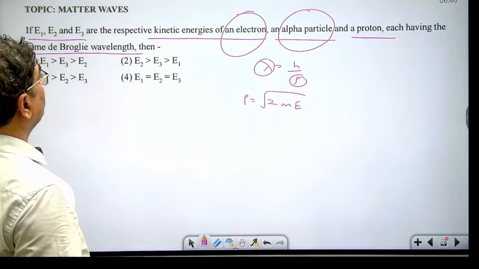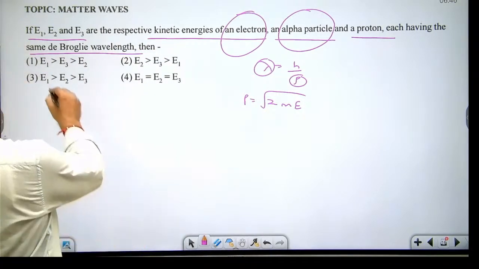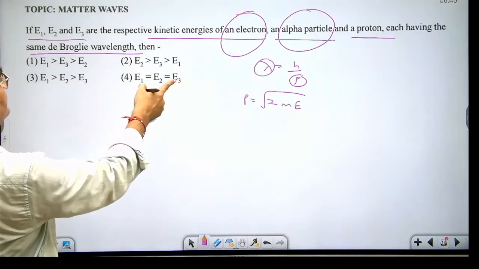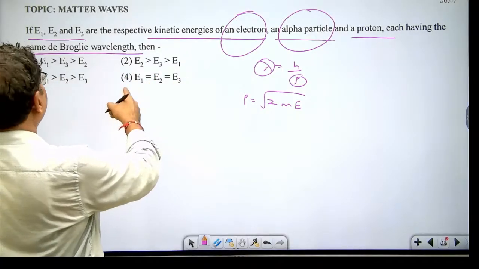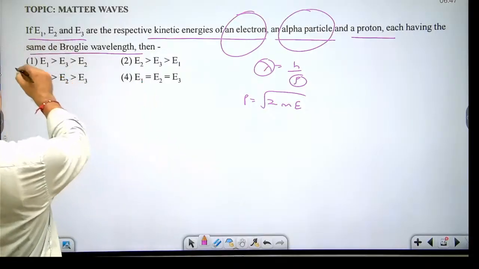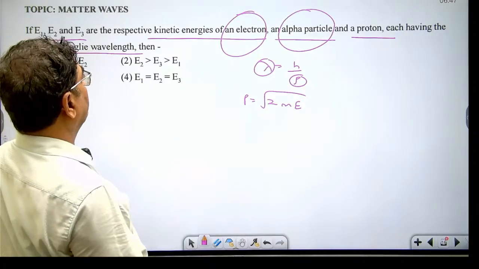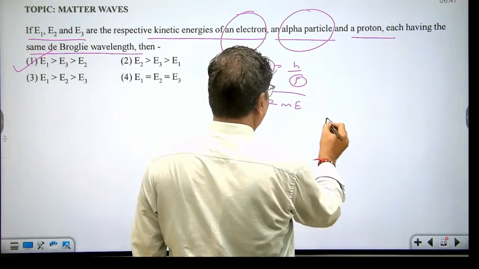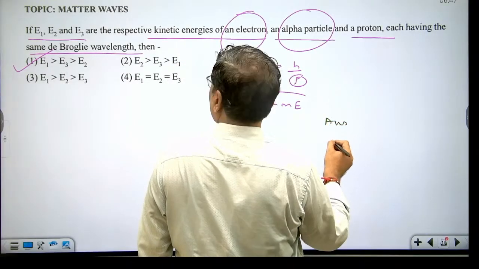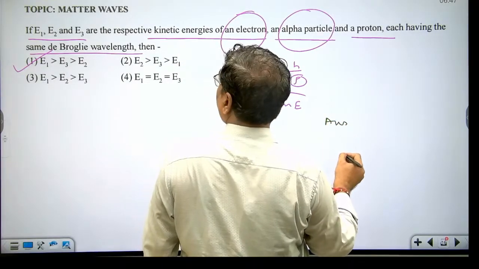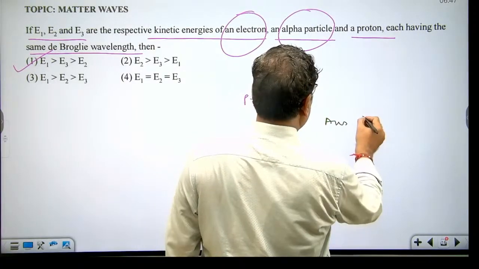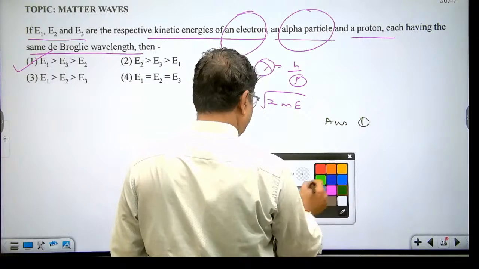So the energy of the electron E1 is greater than E3, which is greater than E2. So out of 4 choices, the energy of the electron is more than the energy of the proton, which is more than the energy of the alpha particle. So out of 4 choices, the correct choice is option 1.